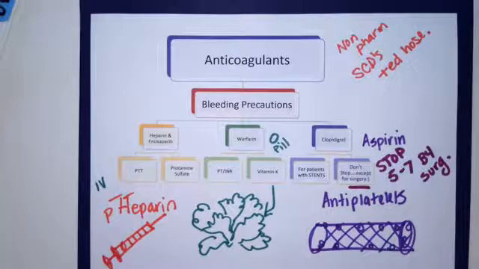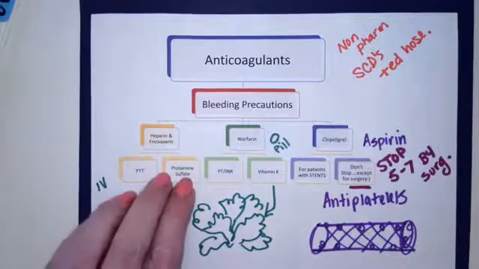So they don't want to use a razor, right? They want to use an electric shaver instead. You don't want to use a hard bristled toothbrush. You want to use a soft bristled toothbrush. All of those types of things. So just, those from fundamentals. So keep in mind all of the things that you think about when you think about bleeding precautions, because those apply to all of these meds.